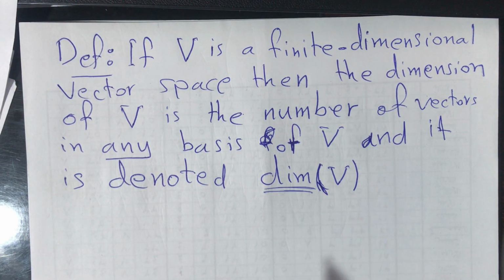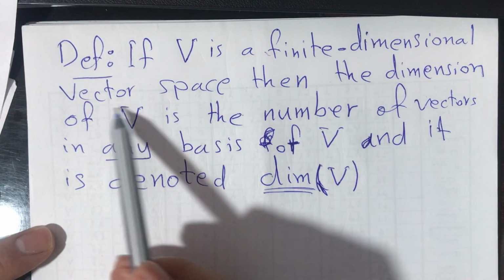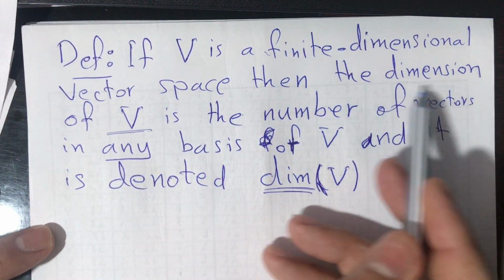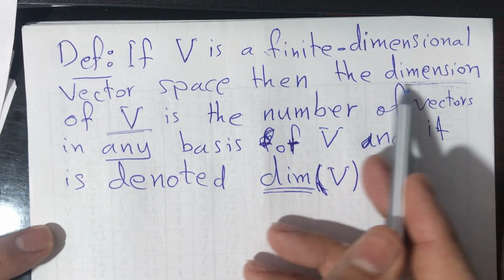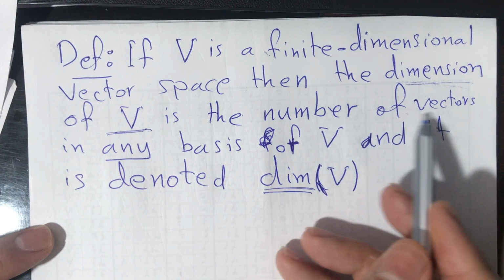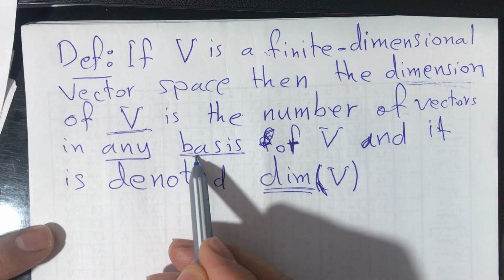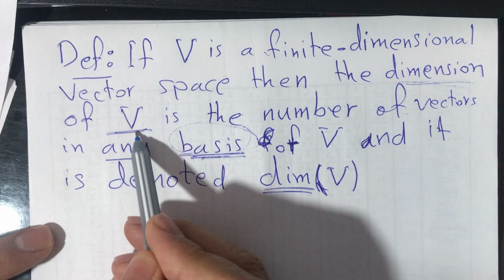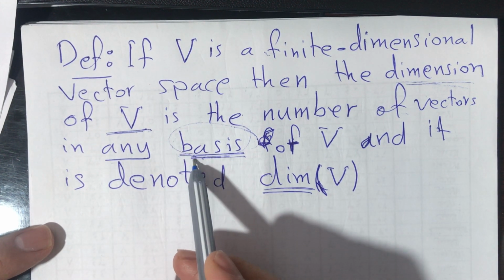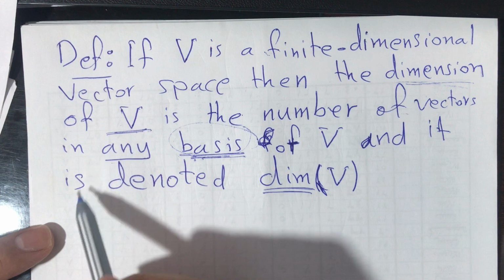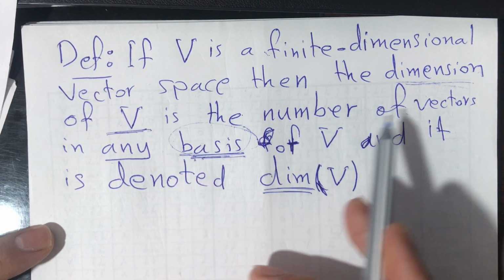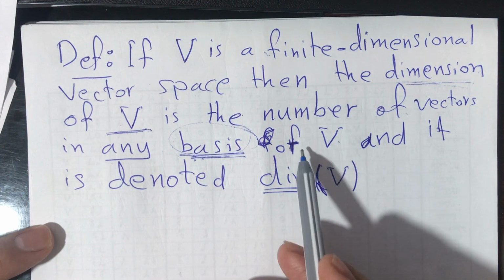If V is a finite dimensional vector space, then the dimension of V, there is dimension terminology, the dimension of V is the number of vectors in any basis for V. This is the dimension of V. The dimension of V is the number of vectors in a basis of V.